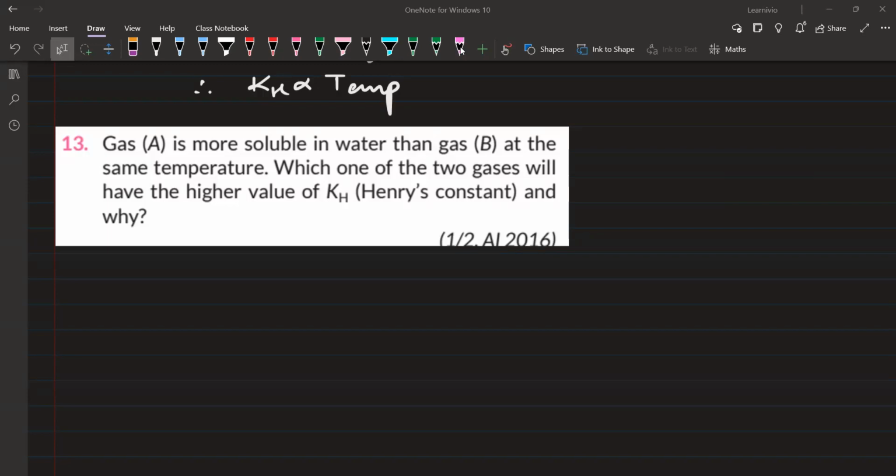Asaan hai ye sawal. Gas A is more soluble than gas B. Which one of the two gases will have higher value of KH? Yani higher lower ka aapko kuch chale theek hai. Dekhte hain. I'm giving you complete 2 minutes. Kisi ka answer aaya to well and good. Otherwise, we will see how to solve this.